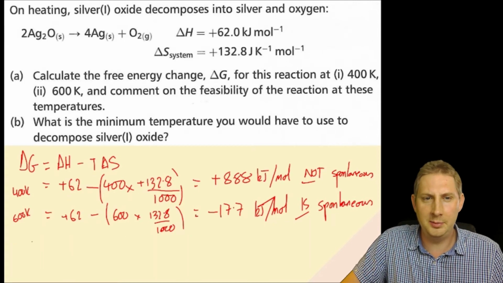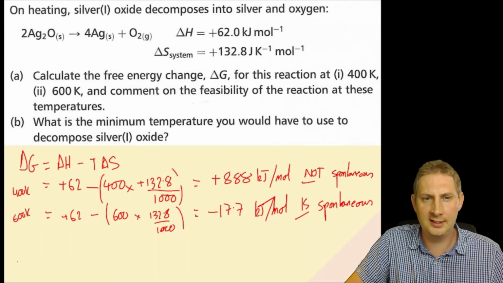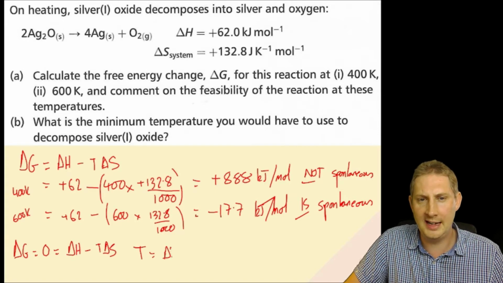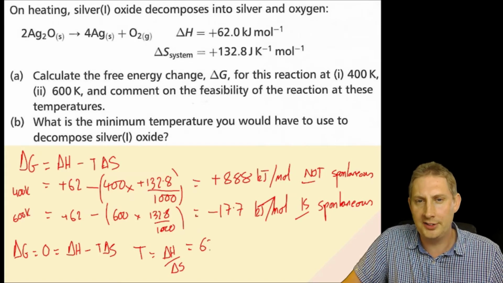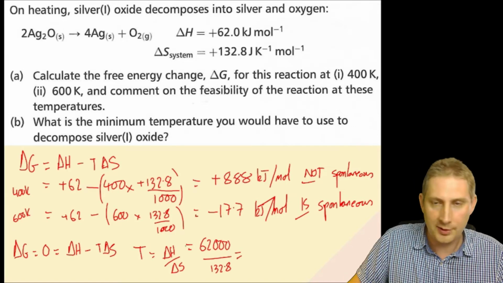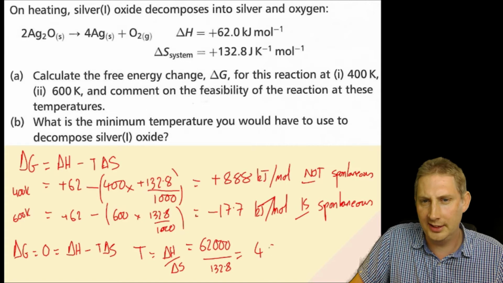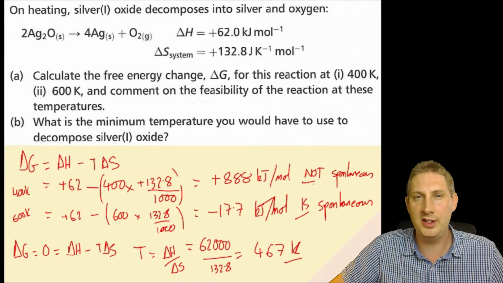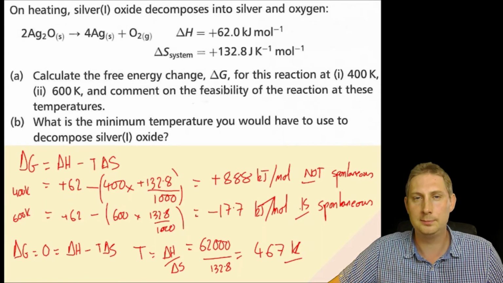And what's the minimum temperature? Well, from this we know that delta G equals 0 equals delta H minus T delta S. So therefore the temperature is delta H over delta S. We must put them in the same units. So let's just make it 62,000 divided by 132.8, and that gives us an answer of 467 Kelvin. Okay, so hopefully that's fairly straightforward.